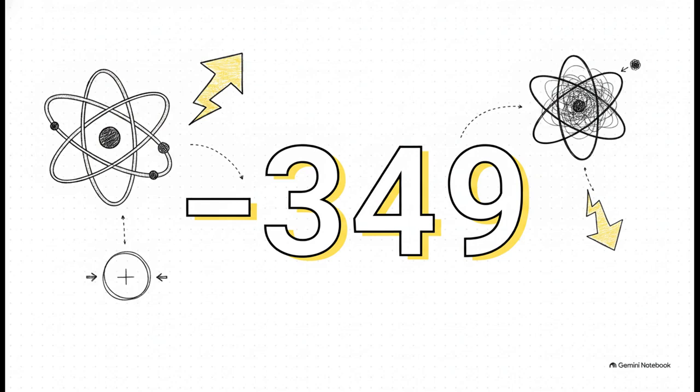-349. That number right there is the electron gain enthalpy of chlorine in kilojoules per mole. This is massive, especially when you consider that fluorine, despite being the most electronegative element on the entire periodic table, only has an electron gain enthalpy of -328. Why? Because chlorine releases way more energy when gaining an electron, since fluorine is just so tiny that trying to shove an electron into it creates massive interelectronic repulsion.